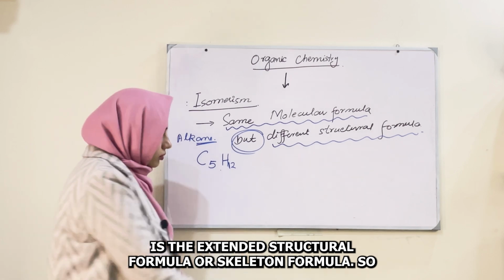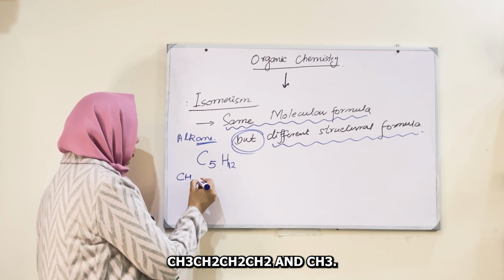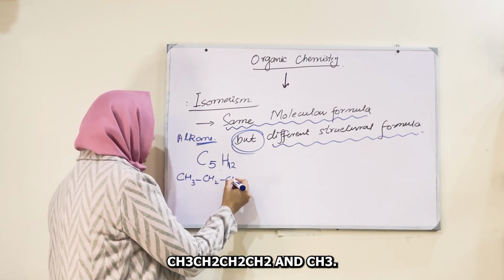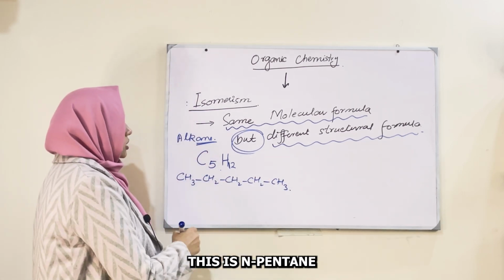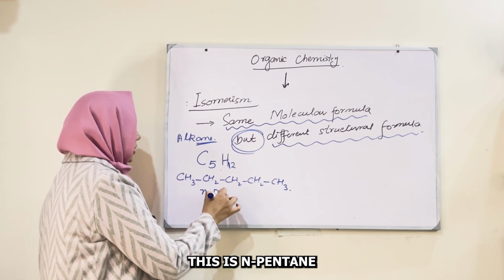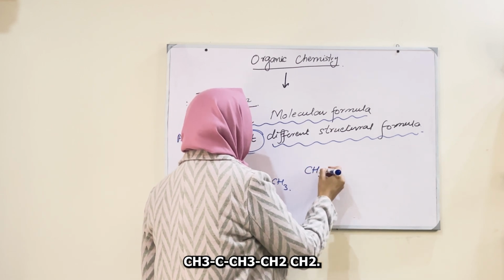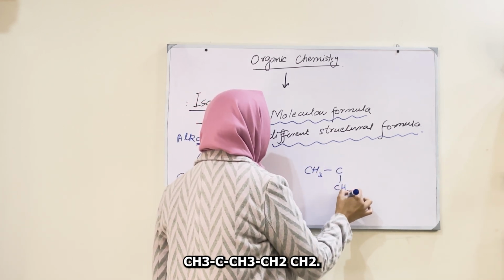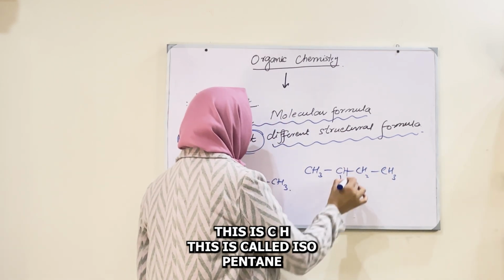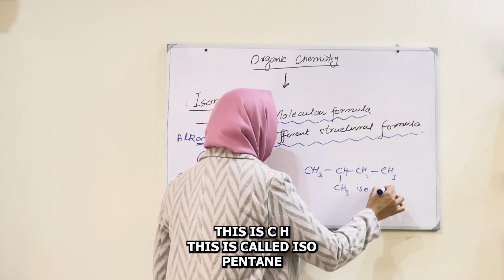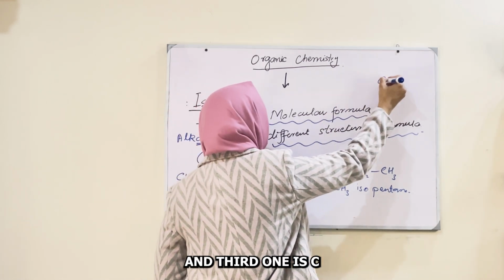So let's draw the condensed molecular formula. CH3, CH2, CH2, CH2 and CH3. This is called n-pentane. Next one will be CH3, CH, CH3, CH2, CH3. This is called isopentane. And the third one is C, CH3, CH3, CH3 and CH3.